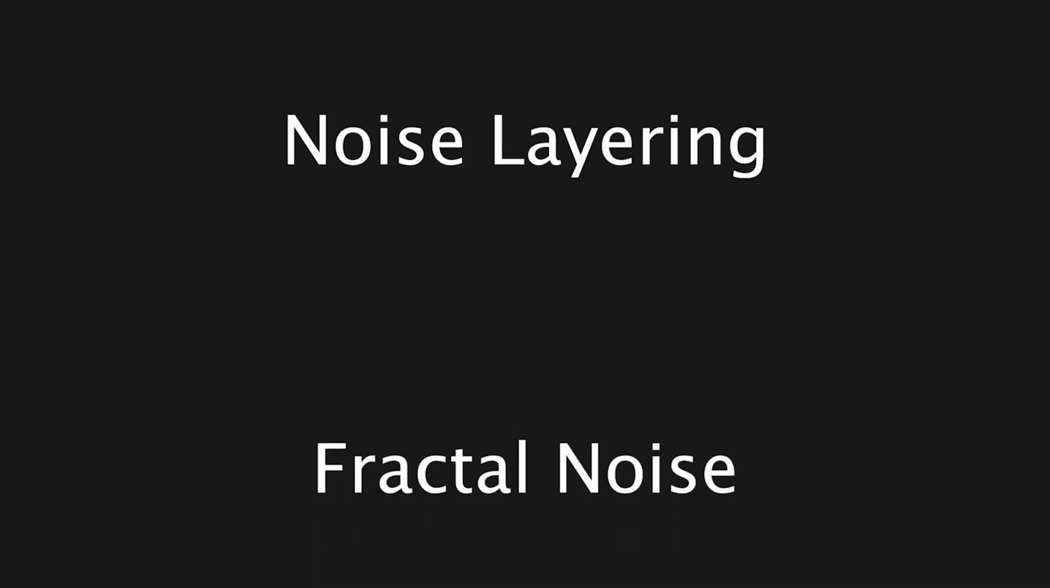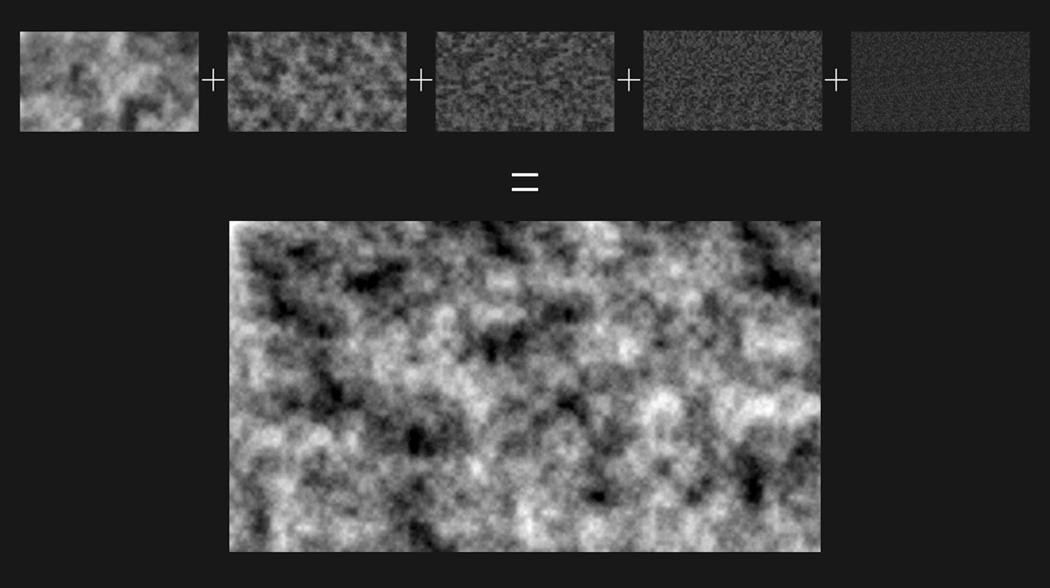This noise is great. But to get more intricate and varied detail, we can use a technique called layering, also known as fractal noise. By adding together different layers of noise at different frequencies, each one contributing less and less to the final sum, we can get more interesting results.